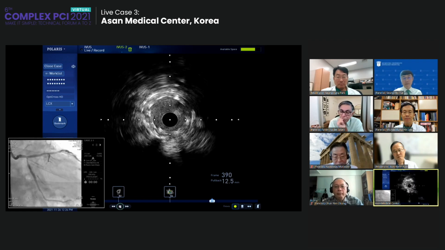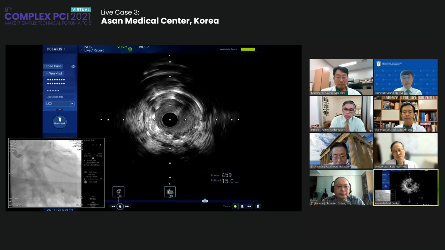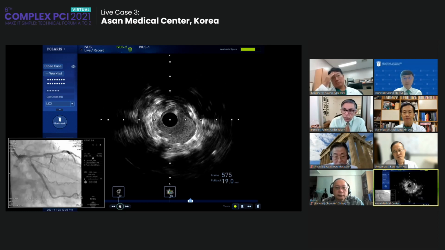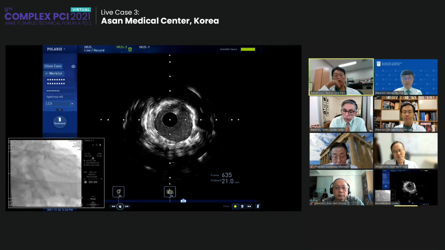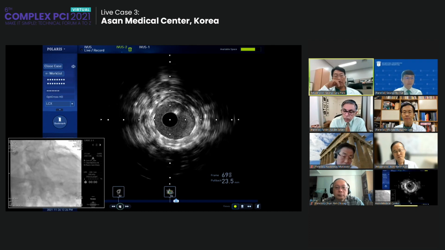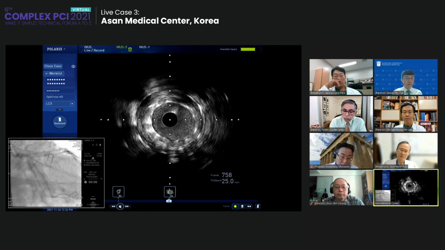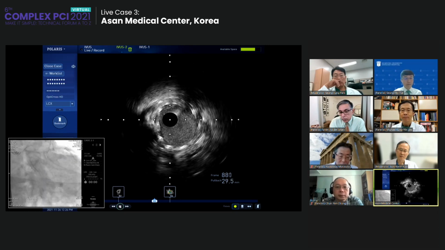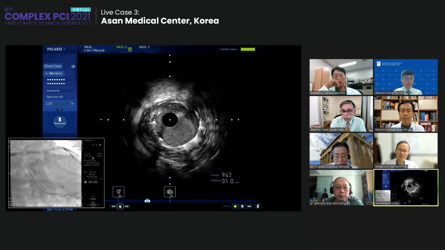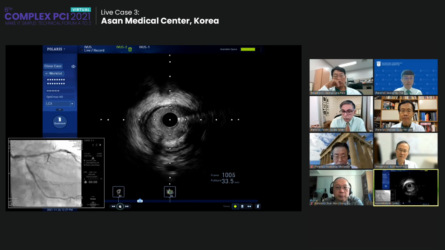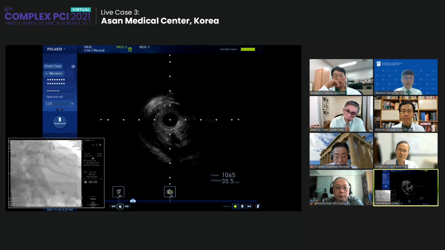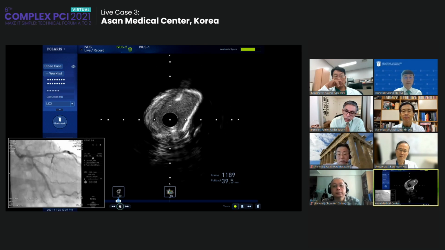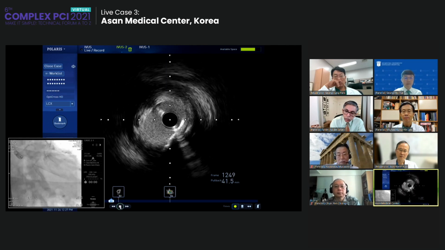Here, mid circumflex stain. Also, two layers, you can see the old stain and recent stain. And here is the proximal edge of the stain. There's some disease, but it's okay here at the very proximal stain edge. This is severe disease. Lumen area less than 1.5. Yes, very severe, more than angiography.